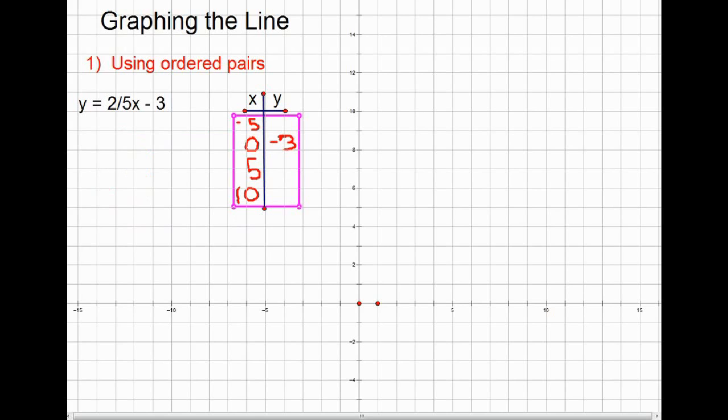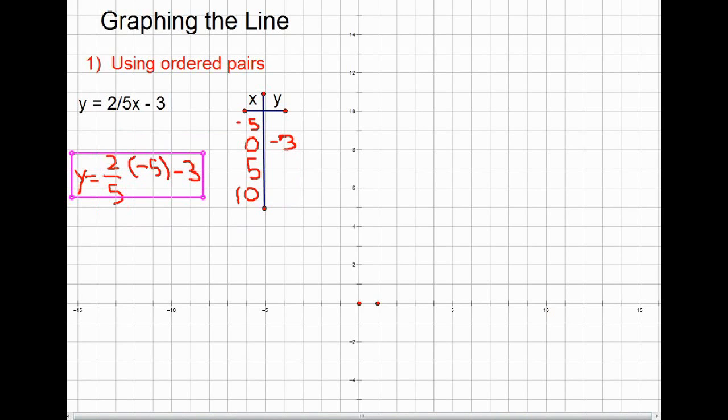So when we substitute negative 5 for x, what we get is 2 over 5 times negative 5 minus 3. And we're trying to solve for y, so y is still by itself on the left-hand side of the equation, so I just simply substituted in negative 5 for x here. Well, in order to multiply the fractions here, and that's what we have to do first, because we have to follow BEDMAS, we're going to multiply 2 over 5 times negative 5 over 1, which is negative 10 over 5.